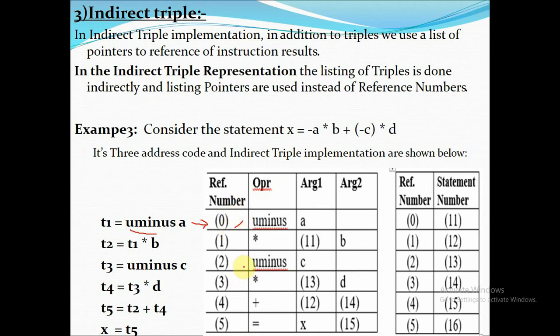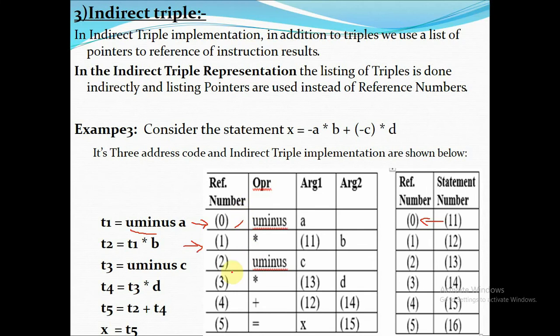Next one. Here also we will maintain the reference number. Take the second row: T1 * B. Here I want to refer to T1. T1's reference number is 0, but we should not access reference number 0 directly. Instead, we have to reference it by indirect addressing. See the second table. Its indirect address is 11, a statement number.